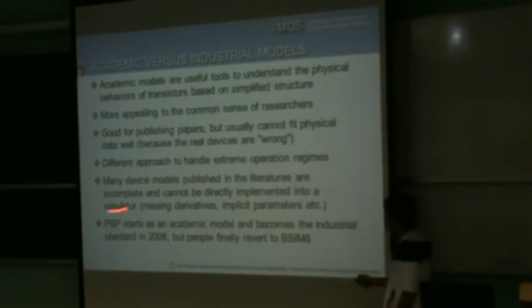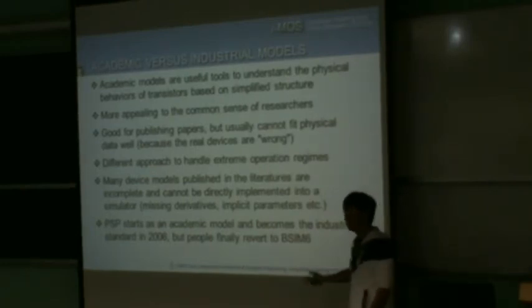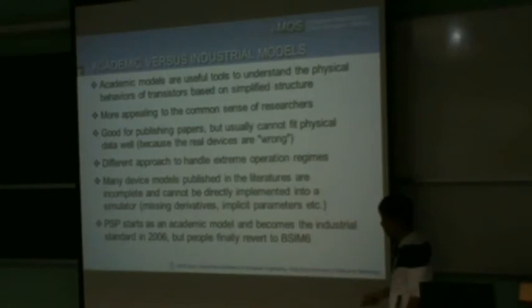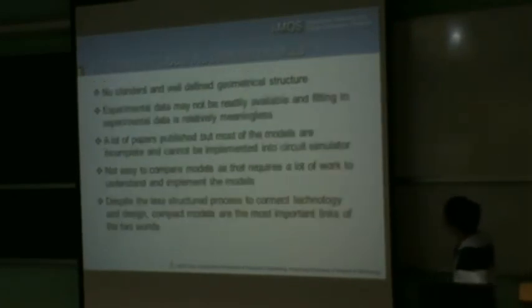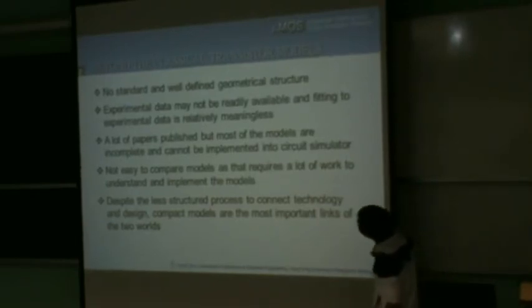Now, PSP started out as an academic model. I liked that at the very beginning. I found it a very elegant way to solve the circuit potential. But when it became the industrial standard in 2006, people found that somehow it was getting closer and closer to DC, because people added parameters in the process. And then finally people found that they would go back to DC due to many reasons, including speed and other issues.